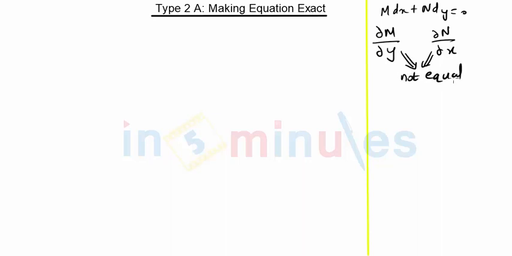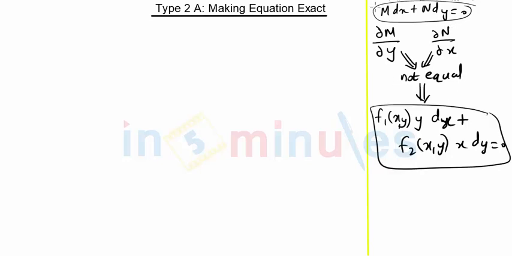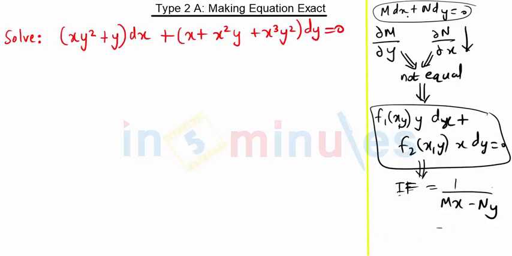When this is not equal, we will check if this equation is of the form f1(x,y) into y dx plus f2(x,y) into x dy equal to 0. If this given equation is not exact and if it is of this form, then our integrating factor is given by 1 upon (Mx minus Ny). Then we multiply this integrating factor with this equation, we will get a new equation, and we will again solve this. Okay, so this is the solution of this type of problem in a nutshell.